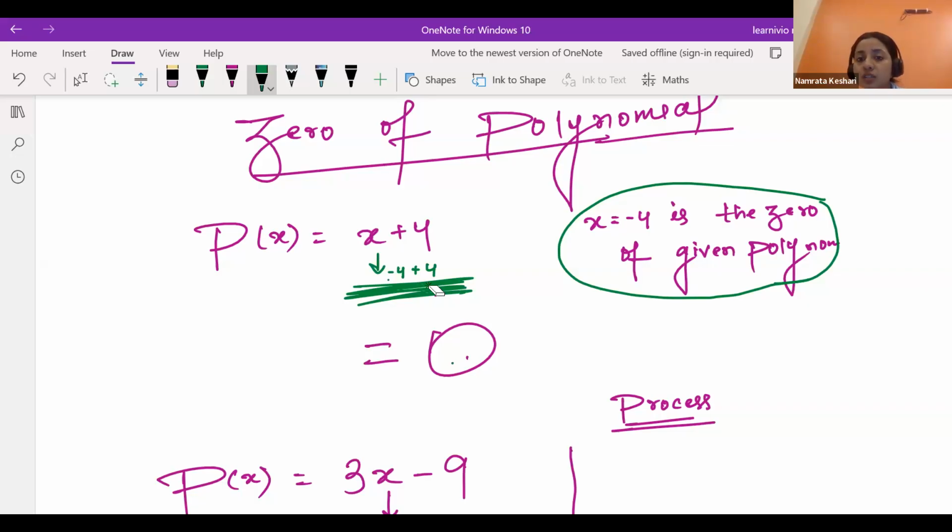So 0 doesn't mean that x has to be 0. 0 means we are searching for that particular x value. Many x values can't be there. Think about it. You can take x as 5, 6, 7, 8, 9, 10, 1, 2, 3, 4. But your final answer will be 0 only when you take x as minus 4. Is it making sense?